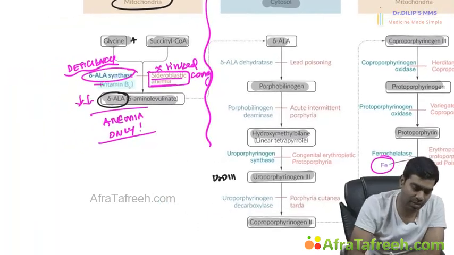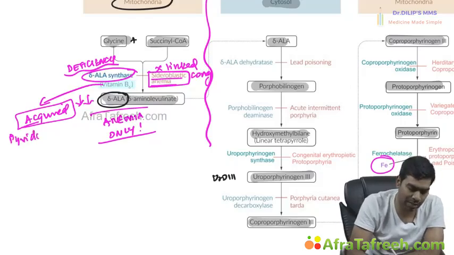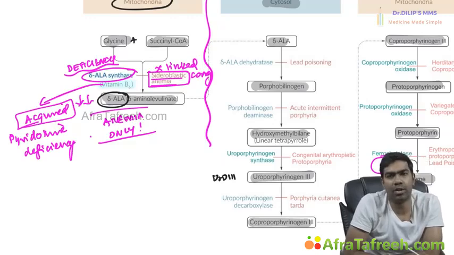But ALA synthase deficiency can also be acquired, because it's a functional deficiency of ALA synthase, since vitamin B6, that is pyridoxine, is a cofactor for ALA synthase. So in a pyridoxine deficiency, you might result in a picture similar to that of ALA synthase deficiency. That's what we call a sideroblastic anemia.